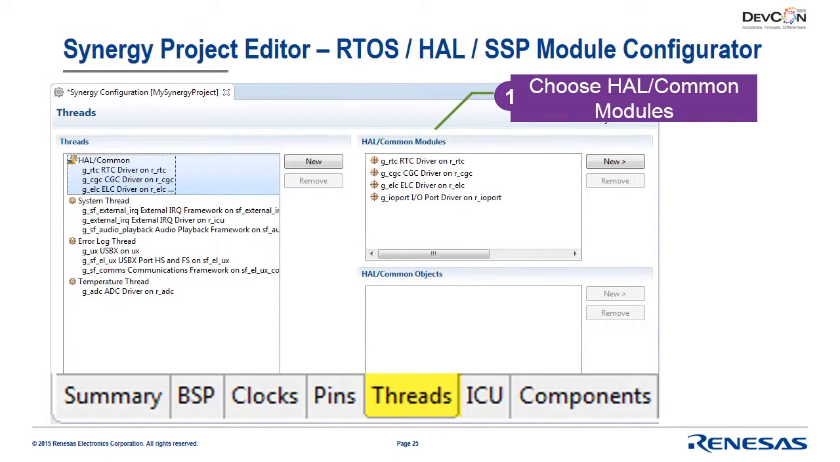And so if you want to add a new driver or common module to this area here, then you would select new, and then from the pull down menu that comes up, you would bring in the drivers that you want to bring in on that level, on the HAL level. So for example, some are actually standard. So CGC, ELC, IO port, those are standard. And so here we brought in also a real-time clock driver. So that basically takes care of your HAL layer drivers.